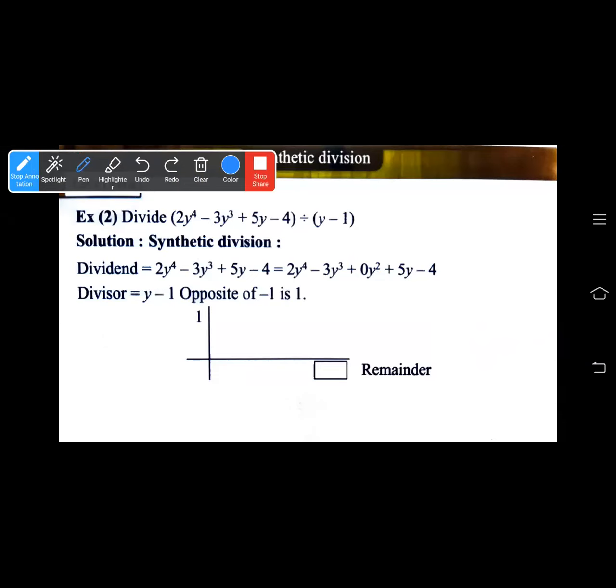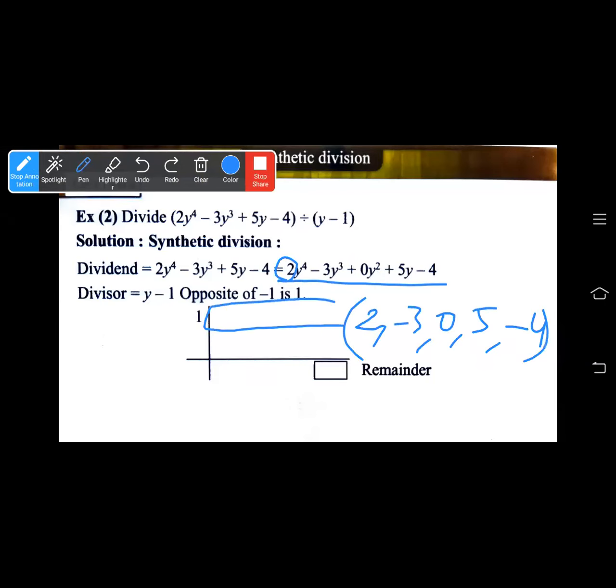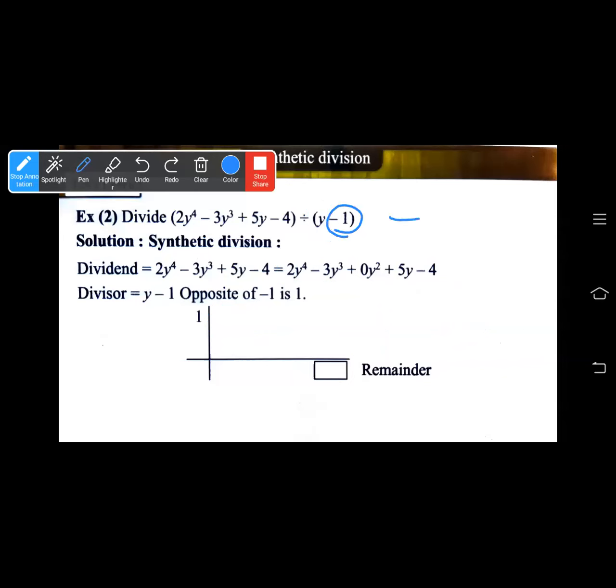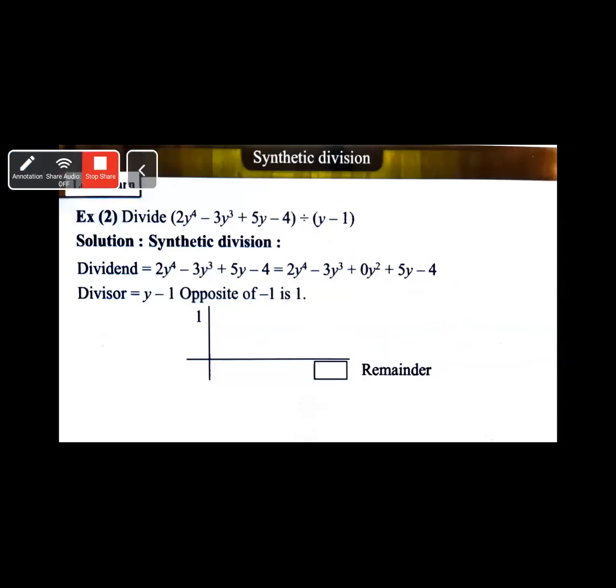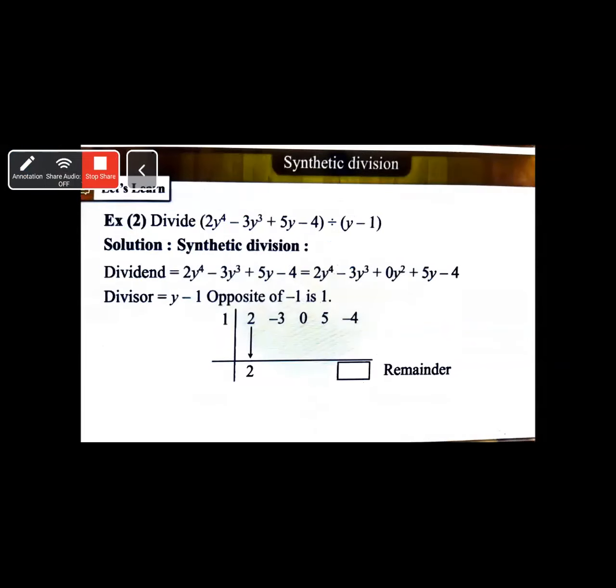Then the coefficient form of this is 2, minus 3, 0, 5, minus 4. This one is your coefficient form. That coefficient form you have to write in the first row. Fine. And the opposite of minus 1 is plus 1. That plus 1 you have to write on the left side of the vertical line. So what is next? 2, minus 3, 0, 5, minus 4 is written over here.